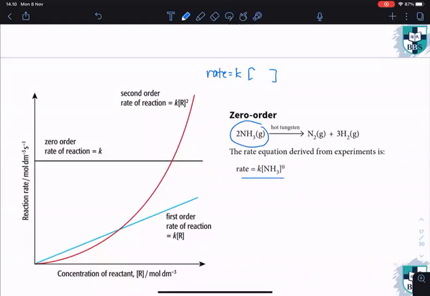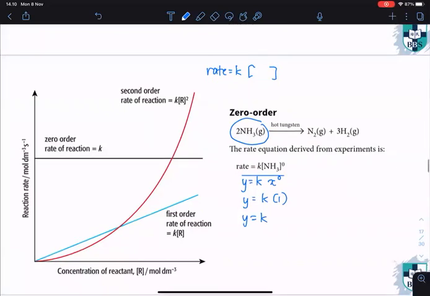Yeah, so what does it mean? What does it mean if I use y equals k times x to the power of 0? It means y equals k times 1, because anything to the power of 0 is 1. So it means y equals k. How do we draw the y equals k graph? This is y, this is x, y equals k. This is going to be the graph.